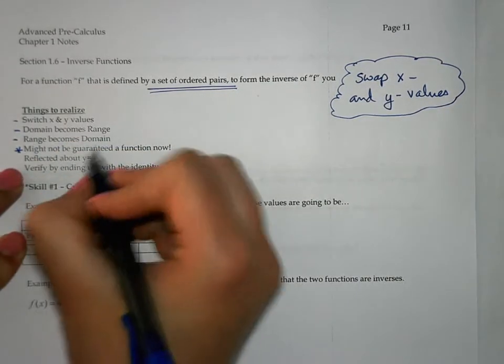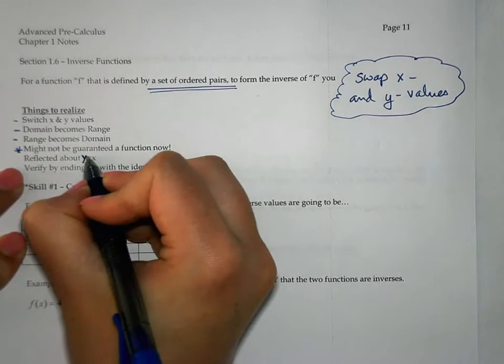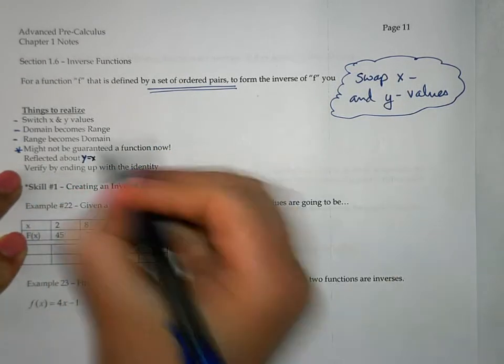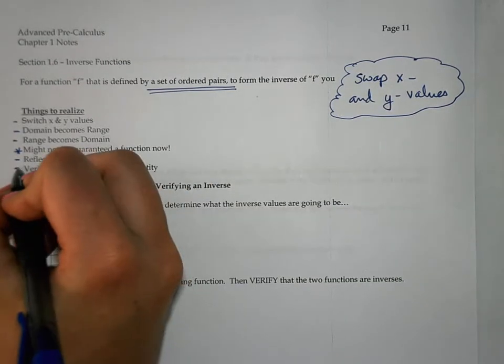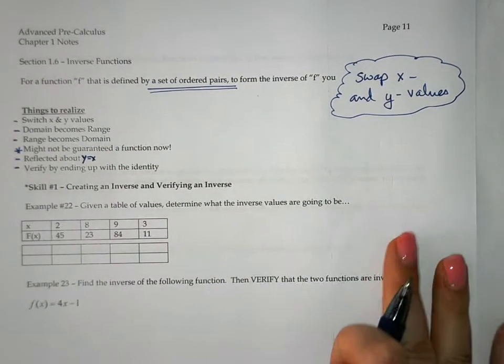We are going to see that the graph is reflected about the line y equals x, the diagonal line, and we can verify if two things are inverses by composing them, which is what we saw in section 1.5. If we end up with the identity, then we have it. So we're going to take a look at these things.